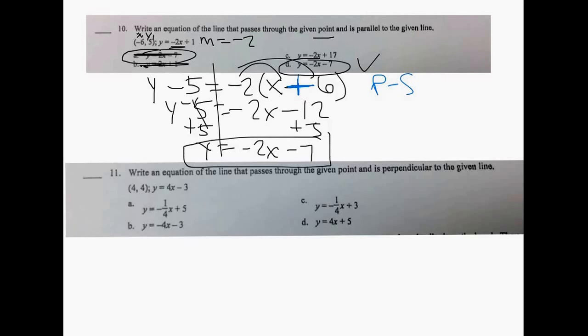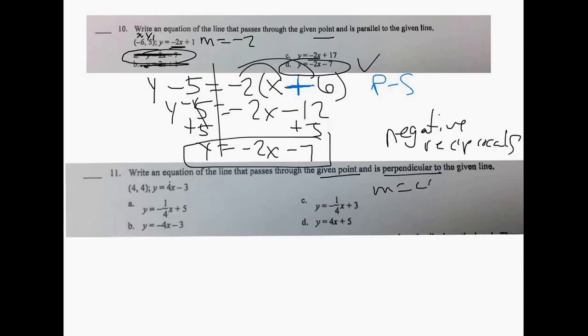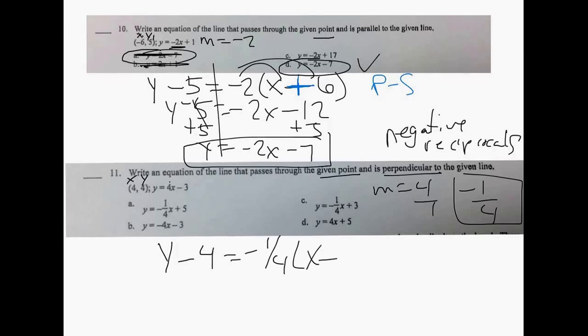Number 11 says write an equation of a line that passes through the given point and is perpendicular. Perpendicular slopes are negative reciprocals. So you flip it and change the sign. So this has a slope of 4 over 1. So we're going to flip it and change the sign. So this will be our slope, -1/4. This is going to be our x1, this will be our y1. So we have y minus 4 equals -1/4 times x minus 4.